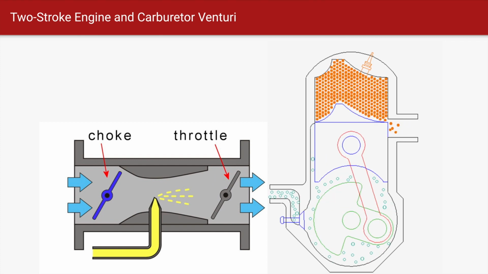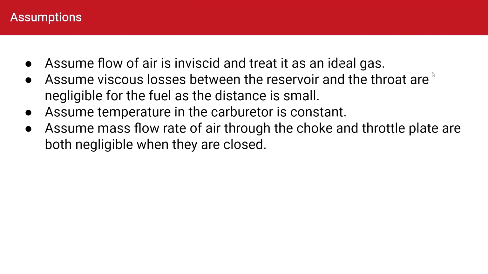completely open. In order to make our calculations much simpler, we need to make a few assumptions. First, we assume that the flow of air through the throat of the venturi is both inviscid and treated as an ideal gas. Second, we assume that the viscous losses that occur between the fuel reservoir and the throat are negligible because the distance between them is fairly short.